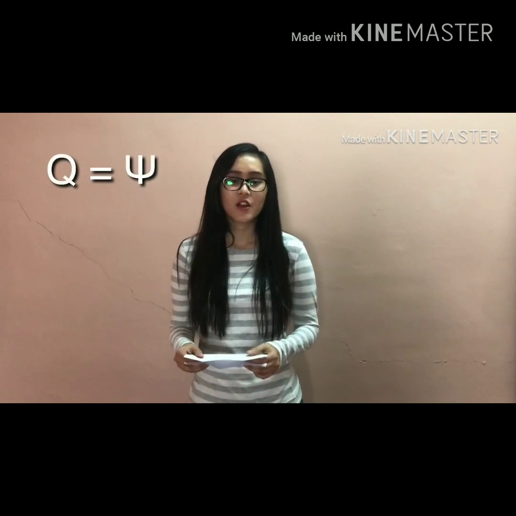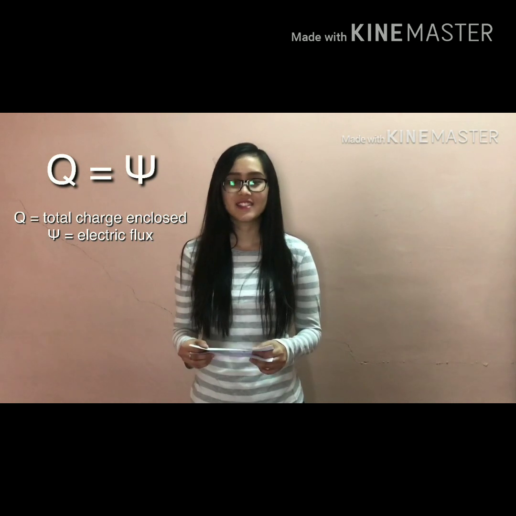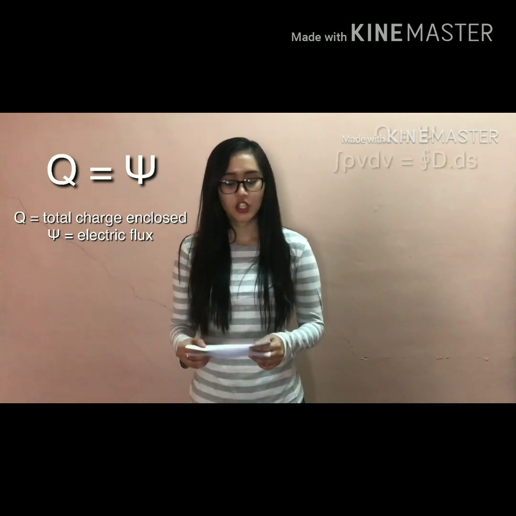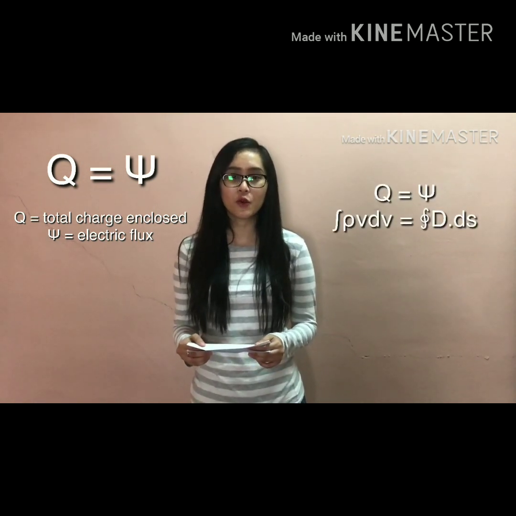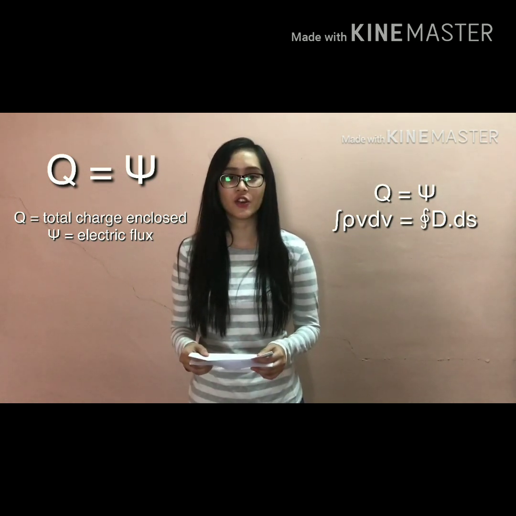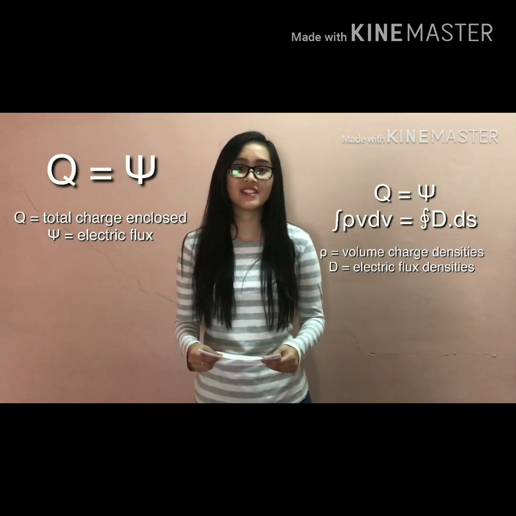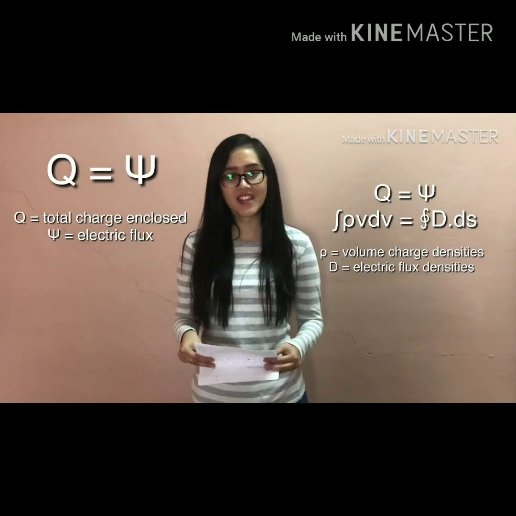To apply Gauss's law, first we need to find the symmetrical axis. Once we have found the symmetrical axis, we can construct a mathematically closed surface. The formula given is Q equal to psi, where Q is the total charge enclosed while psi is the electric flux. Q can be derived as the integral of rho v dv, and psi as the integral of D dot dS. Rho v is the volume charge density while D is the electric flux density.